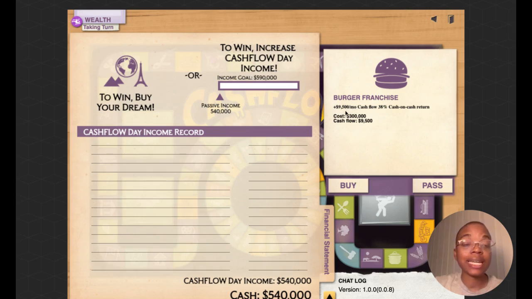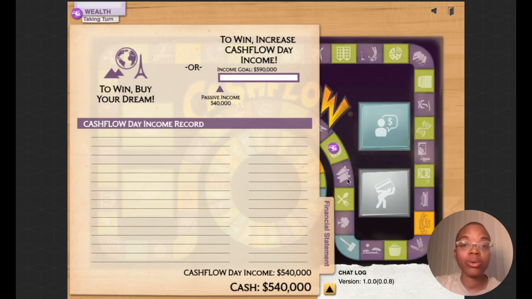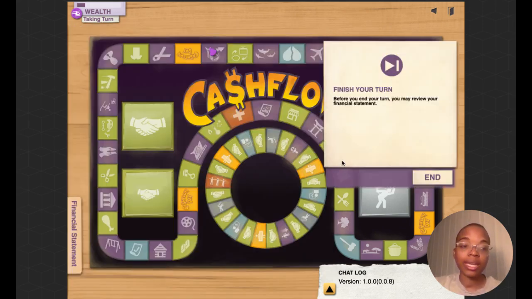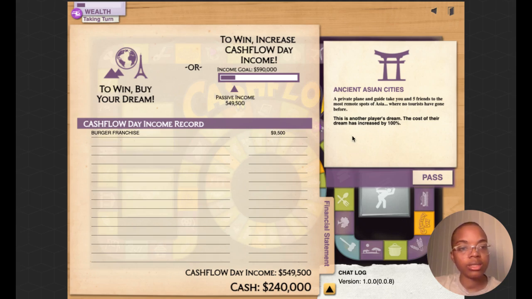Burger franchise, $9,500 a month cash flow, 38% cash on cash return. So this cash flow is 9,500. I currently have 540,000 cash on me, and I'm trying to get another 50,000, right? So this will meet just shy of a fifth of that goal. So I gotta buy it. I gotta take it. You know, I'm a big dog now. I gotta do big dog things.